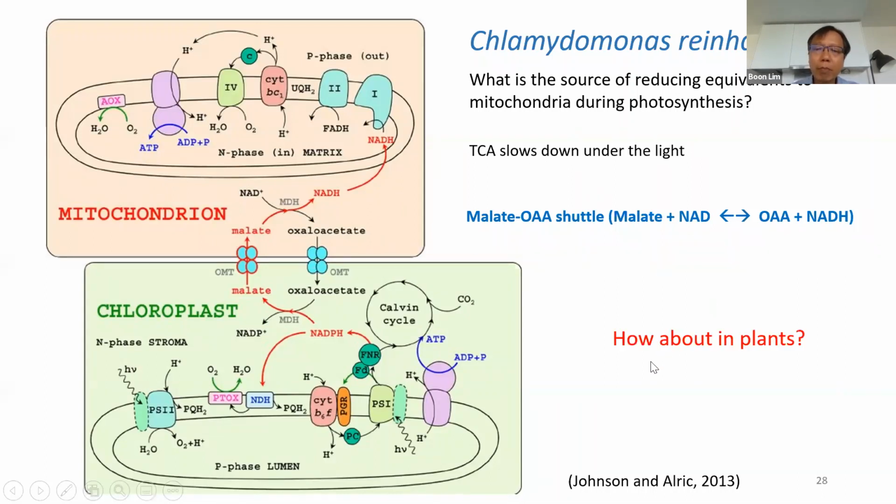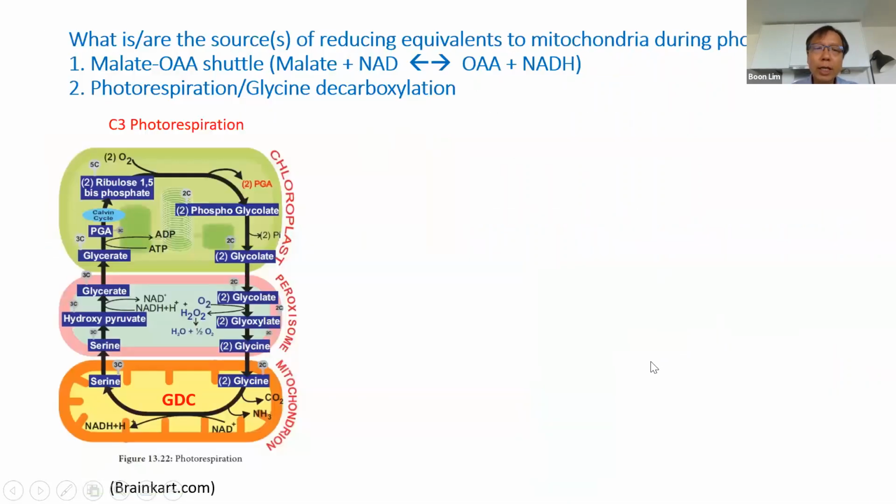But how about in plants? Arabidopsis has photorespiration because it is a C3 plant. Is it because rubisco is not always very specific to CO2? Sometimes rubisco will pick up oxygen, and this will generate 2PG. And 2PG needs to be converted back to PGA by 8 enzymatic steps in the chloroplast, peroxisome, and mitochondrion. And one of the steps is glycine decarboxylase, and this step can generate NADH.